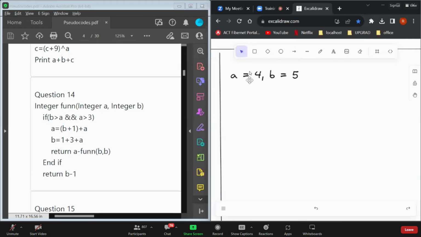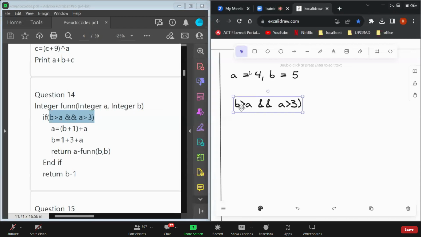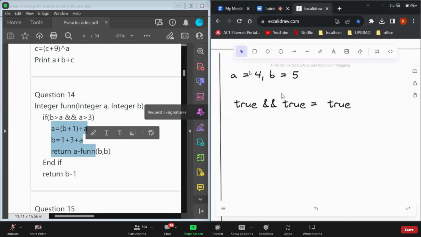So the initial values are a equal to 4, b equal to 5. Okay. So we have an if condition here, which is b is greater than a. So value of b is 5, value of a is 4. So of course, this is true. Next, a is greater than 3. Value of a is 4, 4 is greater than 3. So even this resolves to true. So using the rules of logical and, true and true will always result in true. So since the if condition here is true, we'll go ahead and update the a and b values.